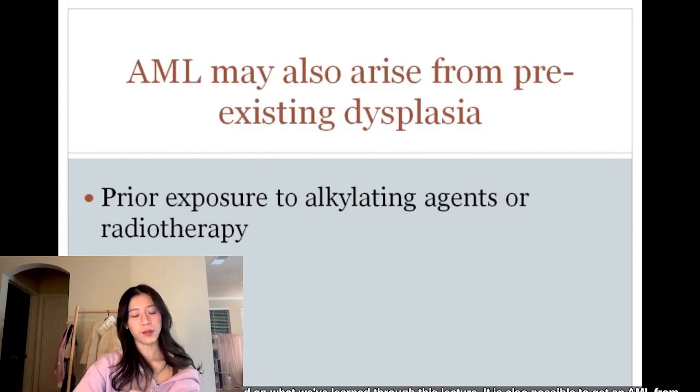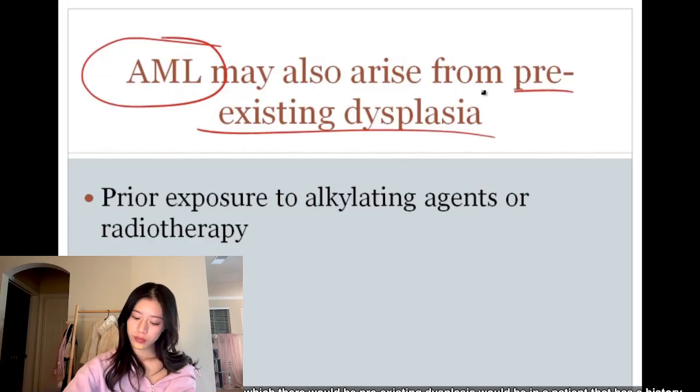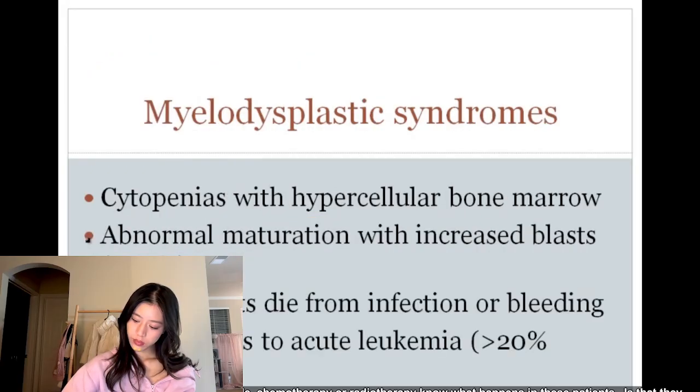It is also possible to get an AML from pre-existing dysplasia, and the classic circumstance in which there would be pre-existing dysplasia would be in a patient that has a history of exposure to alkylating agents, for example, chemotherapy or radiotherapy. Now, what happens in these patients is that they tend to develop something called a myelodysplastic syndrome.